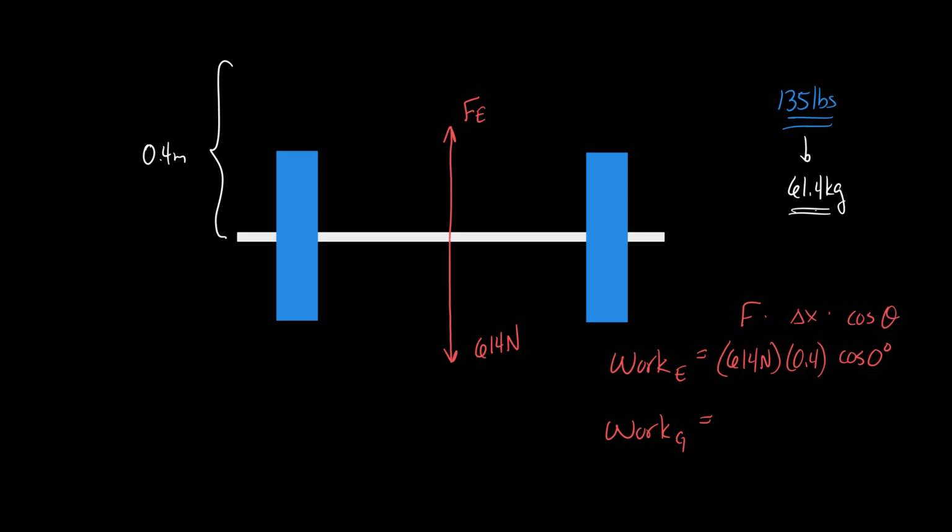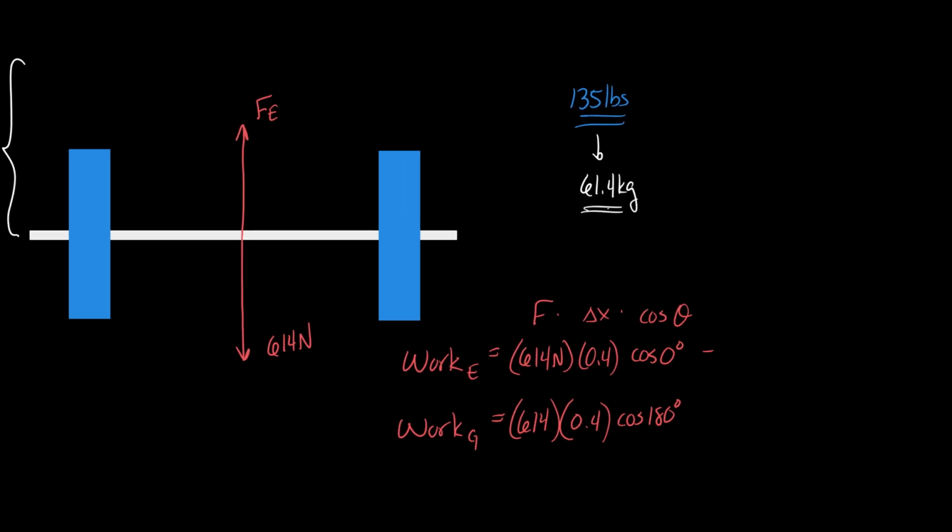Now, the gravity is also doing work here. So how much work does gravity do? What's the force of gravity on the bar? 614. How far does the bar travel? 0.4. And what is the angle between the gravitational force and the displacement? 180. That's right, 180 degrees. Excellent. All right. Could you please take a moment and tell me how much work did Erin do on the bar and how much work did gravity do on the bar?